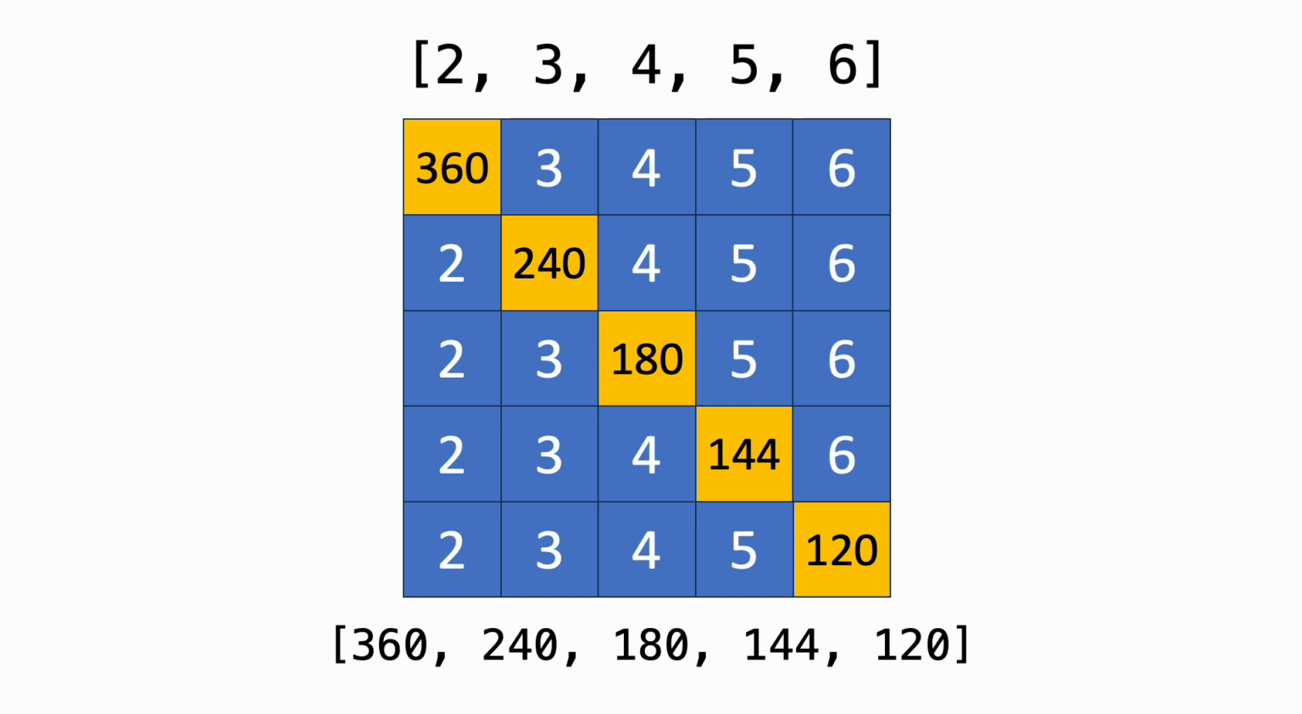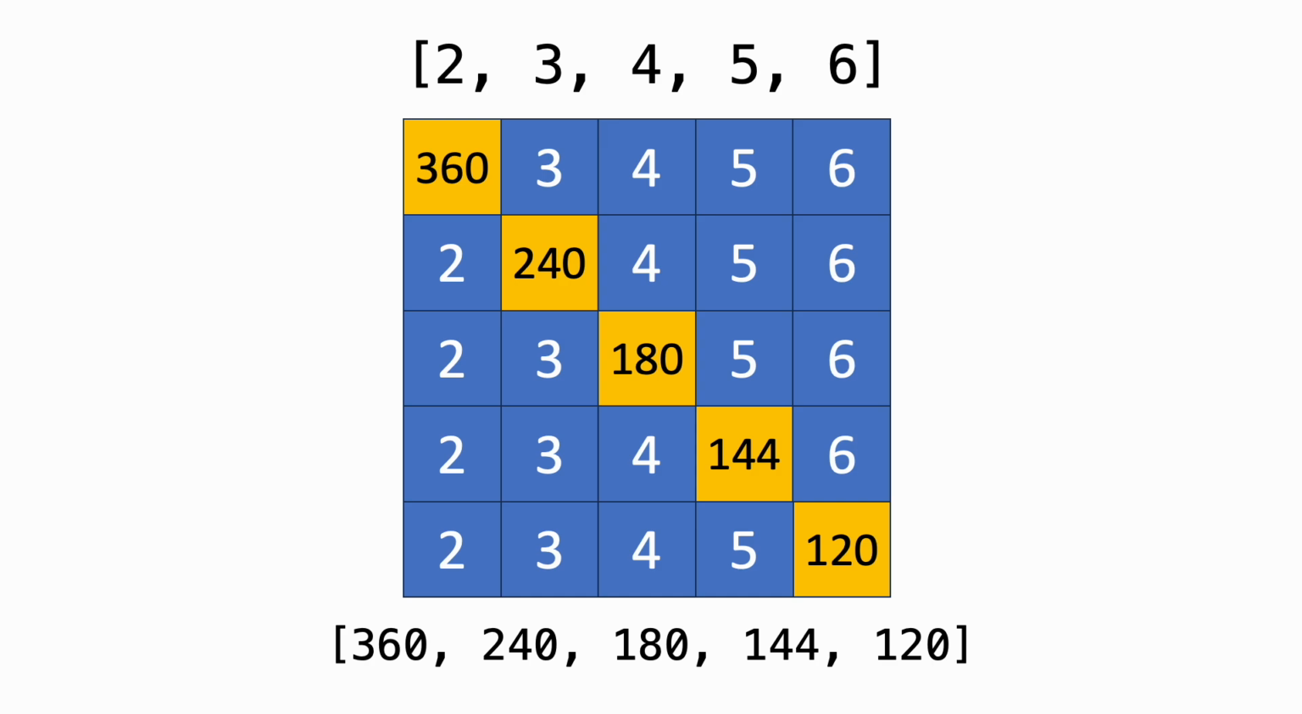Well, take a look at this. Notice that we did 5 times 6 three different times here. We also did 3 times 4 three different times. And we did 2 times 3 times 4 two times. The point I'm trying to make here is that we're doing the same calculations over and over again, and this is what's causing the inefficiency.